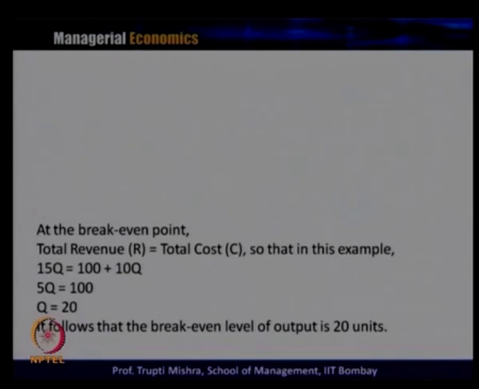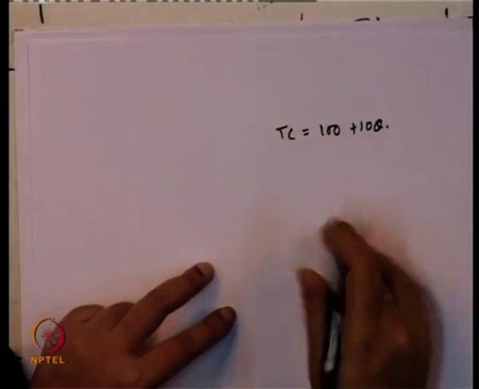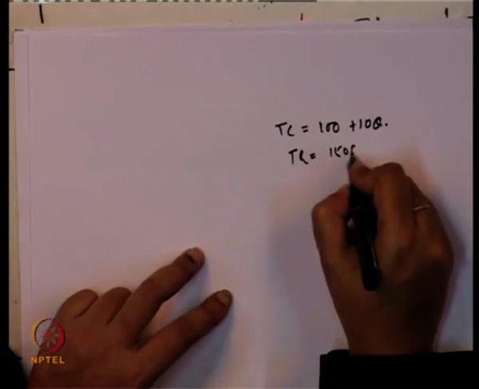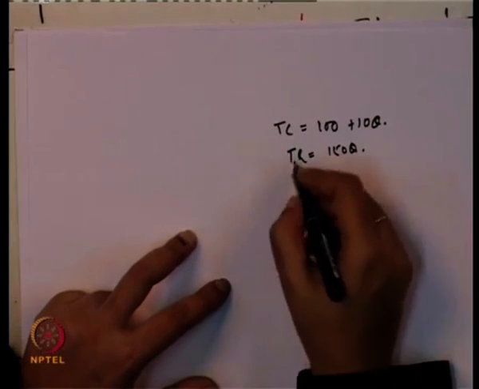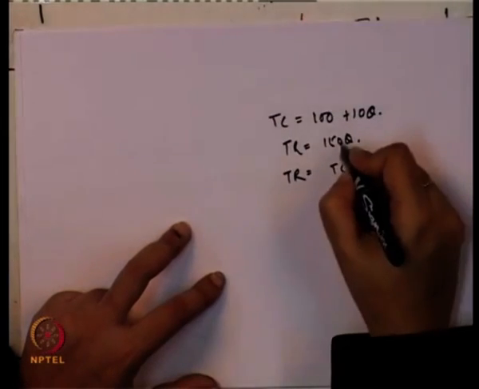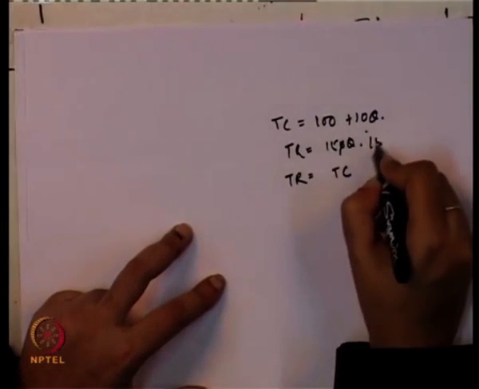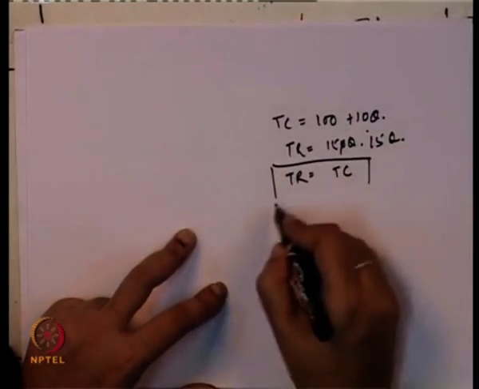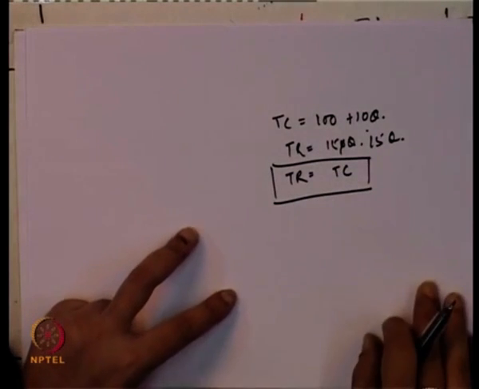So, when you identify the break even point, looking at this, how should we identify the break even point? We know the total cost, that is 100 plus 10Q, and we know the total revenue, that is 150 Q. So, total revenue should be equal to total cost. Sorry, if you take this as 15 Q, then at the break even level total revenue has to be equal to the total cost.